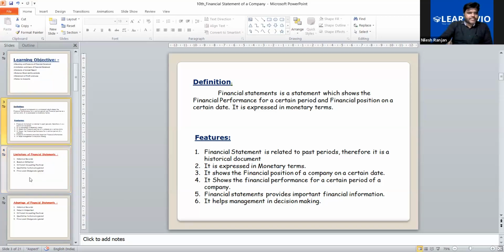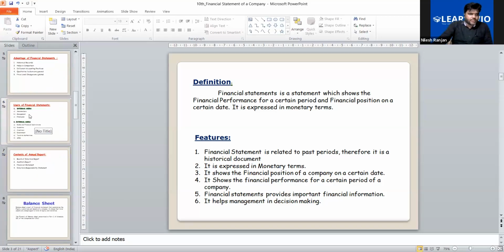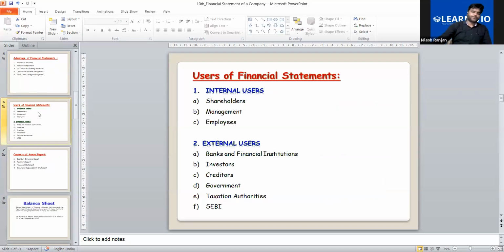Okay. The next is users of financial statement. Actually, this we have already discussed in 11th also. So this is the same in the 12th. There are different types of users of financial statement. Now, who is the user of financial statement? The people who have some interest in the company, any kind of interest. Like there is some benefit or loss that can happen due to this information. So that's why there are users of financial statement.